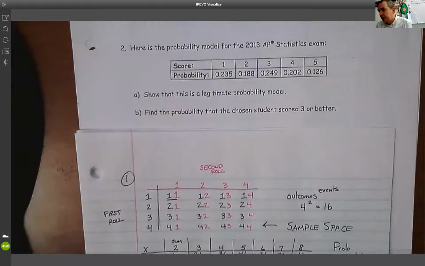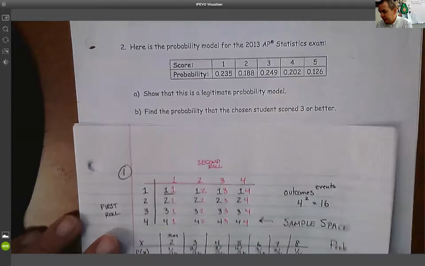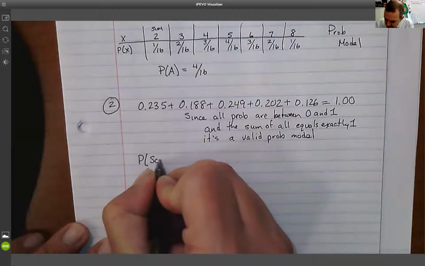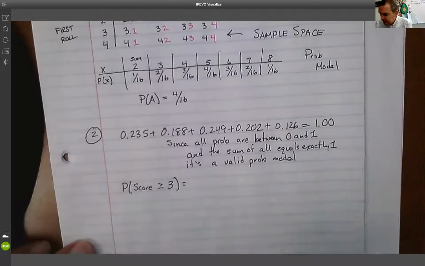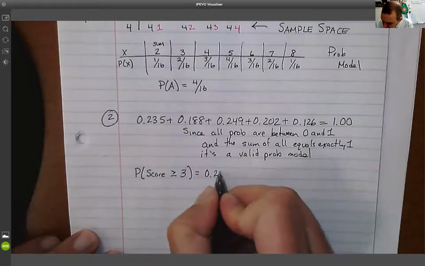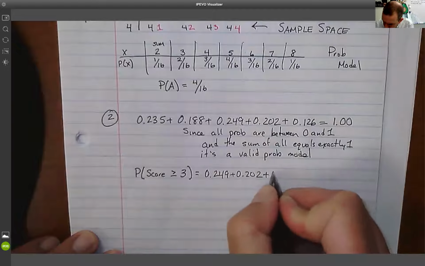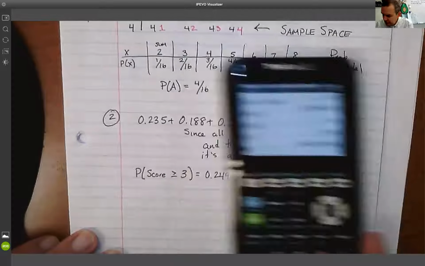Find the probability that a chosen student scores 3 or better. So I would need to add those up. Probability that the score is greater than or equal to 3. So what I'm going to do is add up those last 3 numbers, the 0.249 plus the 0.202 plus the 0.126. So again, the calculator is going to be my friend.